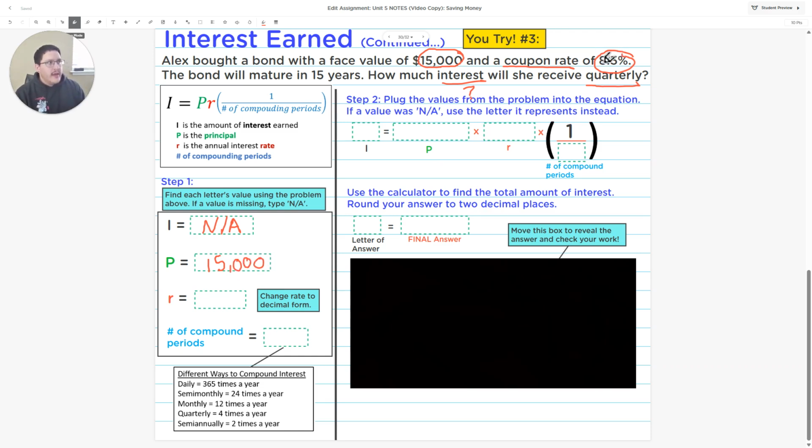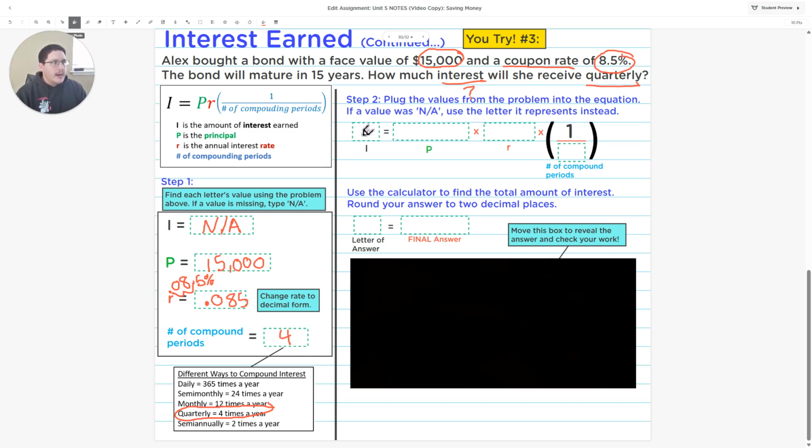The rate is 8.5%, but as a decimal, move the decimal point to the left twice or divide it by 100, and we will get 0.085. The number of times this interest is being compounded is quarterly. Quarterly means 4 times a year. So 4.